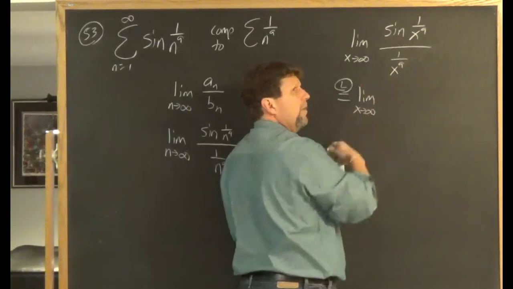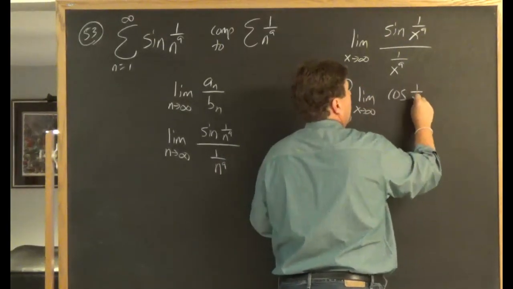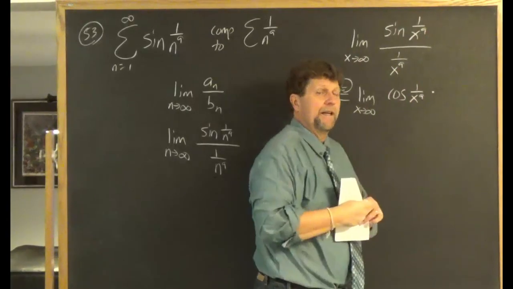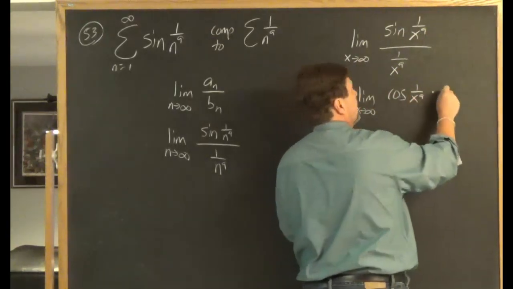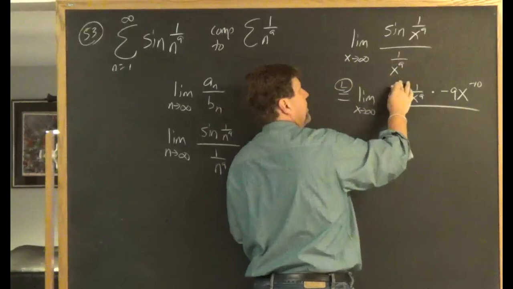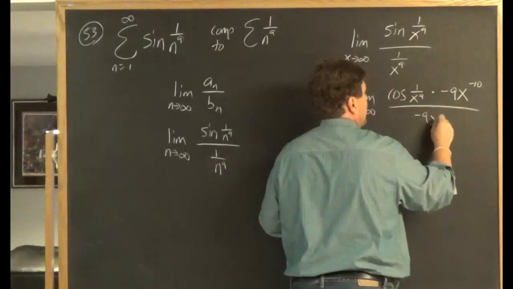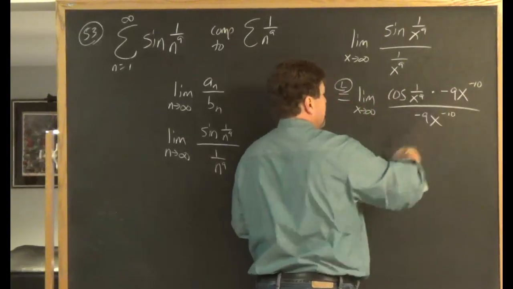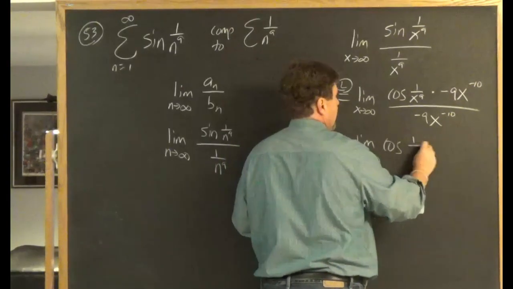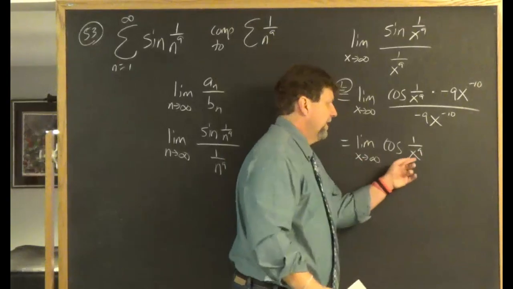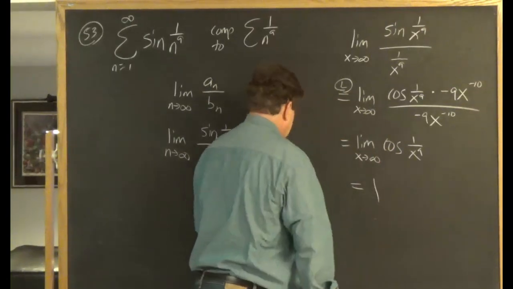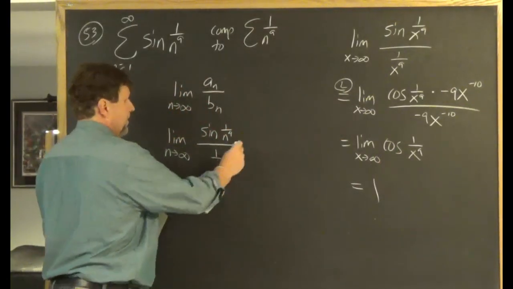See, the derivative of sine 1 over x to the 9th is cosine 1 over x to the 9th. Then we have to remember the chain rule. So we have to do the derivative of 1 over x to the 9th, which I get to be negative 9x to the negative 10th. The derivative of 1 over x to the 9th is negative 9x to the negative 10th. Neat thing happens, that cancels out. So we have the limit as x goes to infinity of cosine 1 over x to the 9th. As x heads to infinity, 1 over x to the 9th is heading to 0. We know the cosine of 0 is 1.